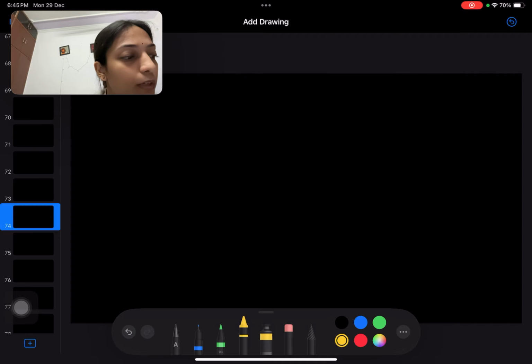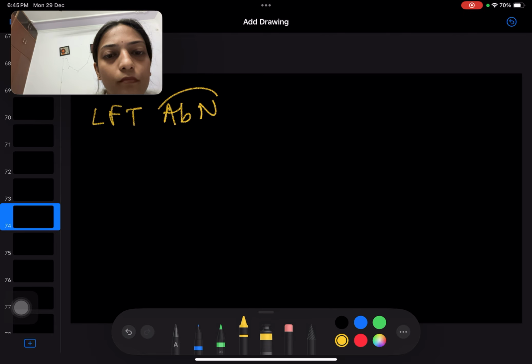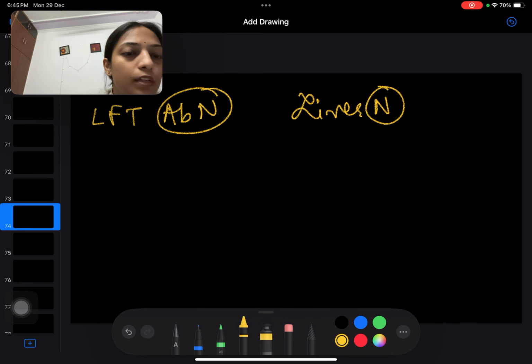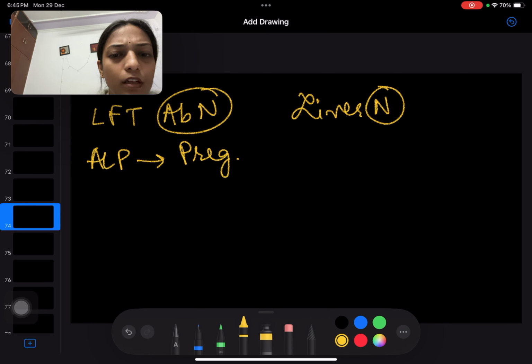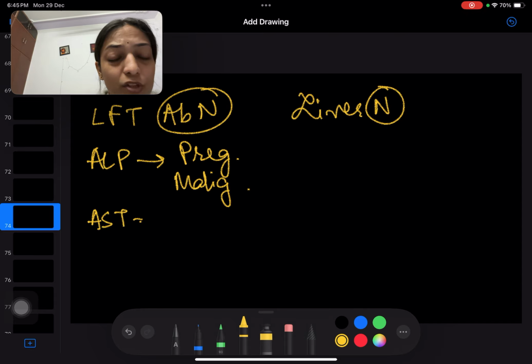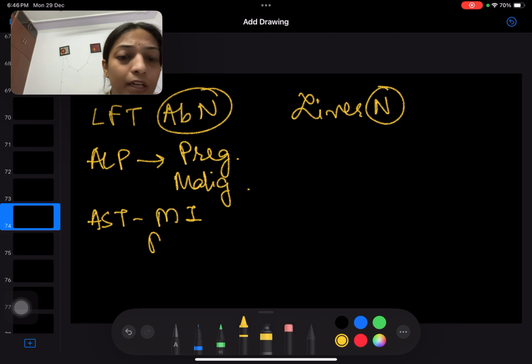Now let's talk about non-hepatic causes of abnormal LFT. See, LFT is abnormal, but liver is normal. What is the cause? See, if ALP is increased, we have just discussed this, right? Mostly it is pregnancy or it can be malignancy. If AST is increased, it is secreted by so many, muscle, kidney, I told you so many things, right? So AST can be increased in MI, it can also be increased in rhabdomyolysis.